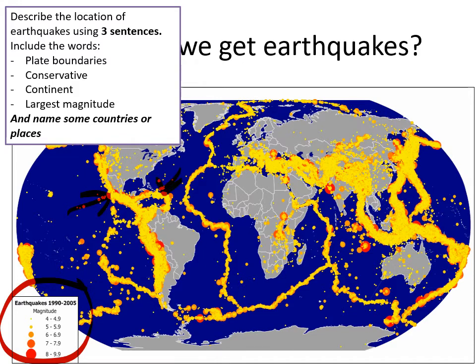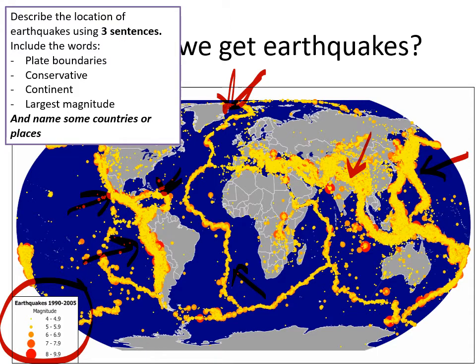We can see them happening on collision plate boundaries like the one above the Himalayas here. We can see them happening on destructive plate boundaries like the ones in the Pacific Ring of Fire and here, and we can see them happening on constructive plate boundaries like these here. So anytime there is plate movement, you will get earthquakes, or there is a potential for earthquakes.